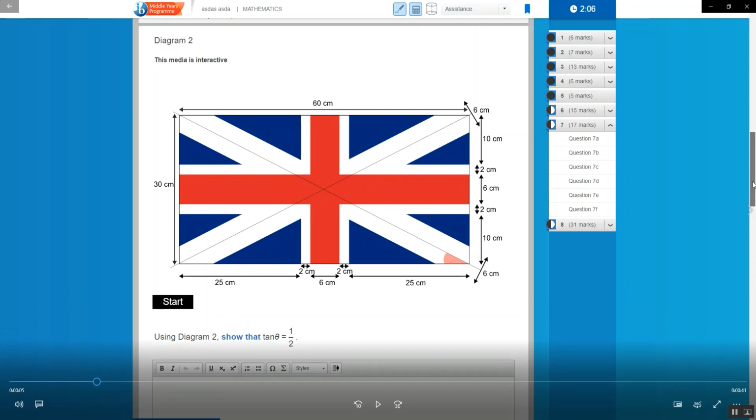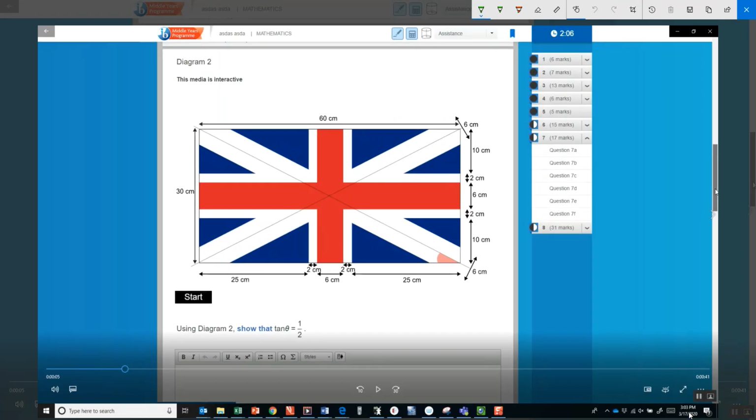And let me put the overlay on. Alright, so using diagram 2, show that tan of theta is equal to 1/2, okay? Looking at this, it doesn't tell us where theta is, so I'm presuming that this highlighted angle is theta, okay? So you have to show that tan theta is equal to 1/2.